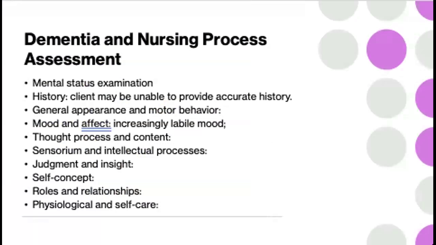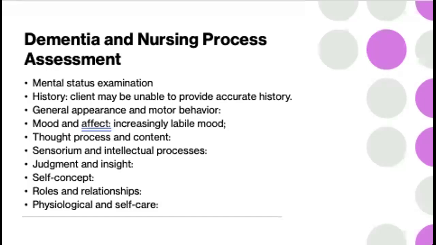When we're looking at our general appearance and our motor behaviors, we're going to have the aphasia, difficulty speaking, apraxia, difficulty with tasks. And we might have uninhibited behaviors like inappropriate jokes, hygiene neglect, and things like that. Our mood and affect, we can have labile moods, emotional outbursts, anxiety, aggression, withdrawal, and apathy. Our thought process and content: impaired abstract thinking, loss of ability to solve problems, plan tasks, might see some delusions.